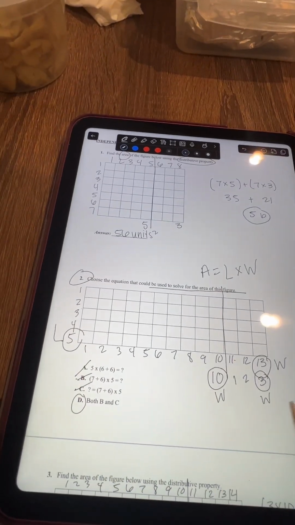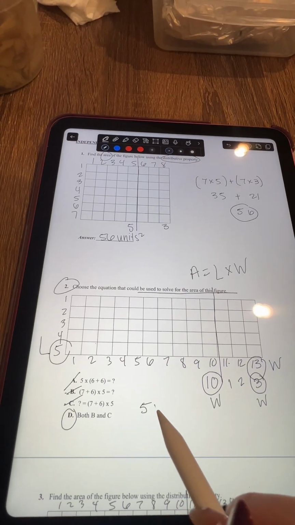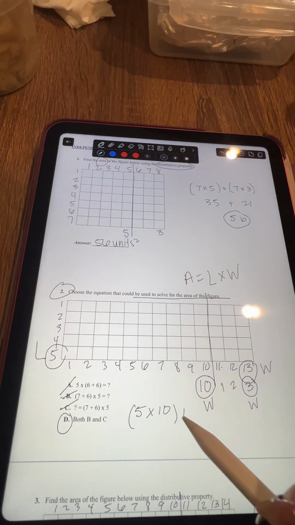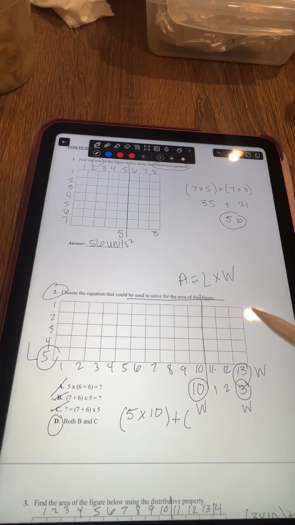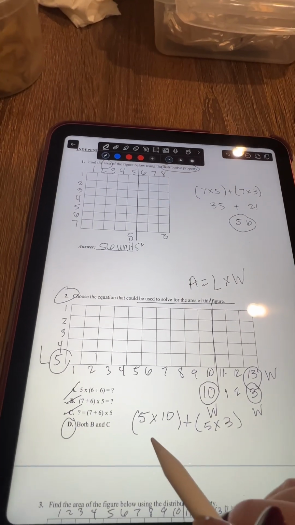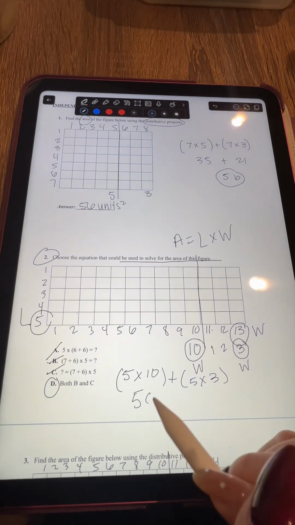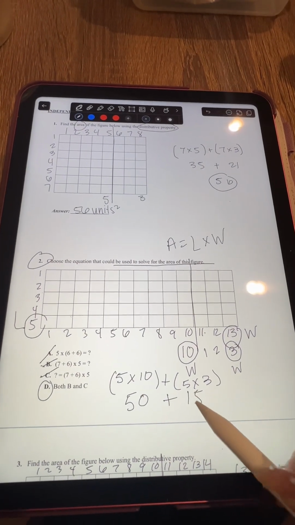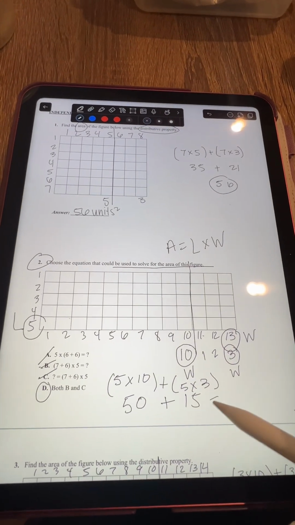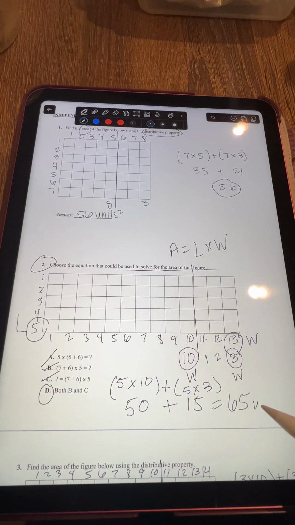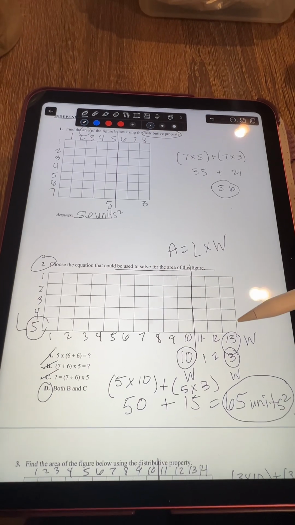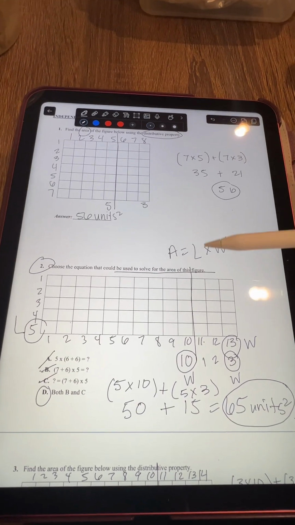So now I'm going to create my distributive property equation. I'm going to find the area of the first rectangle, and I add it to the area of the second rectangle. So that would be 5 times 10, multiples of 10, that's easy, that's 50. And then 5 times 3 is 15. Then you add the area of this rectangle and this rectangle together, and you get 65 units squared.